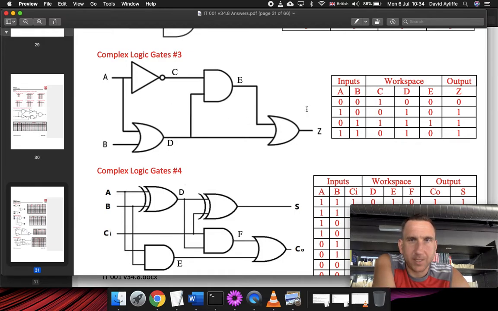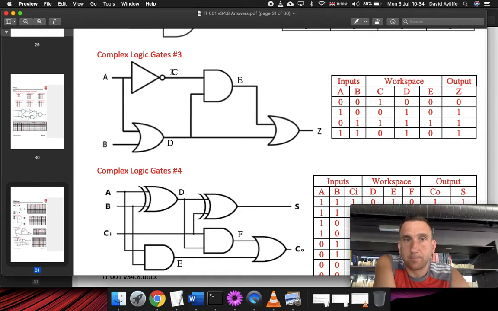D is A or B. So just one value needs to be positive, so that's negative, so that's 0. 1 and 1 or 0 is 1. 0 or 1 is 1. 1 or 1 is 1.